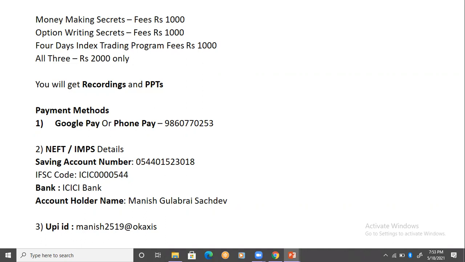And all setups are really simple to understand, easy to implement. And with option writing, you can make passive income. You don't have to be active in front of the screen all along, from 9:15 to 3:30. You just need to take 5 to 10 minutes to execute the order in the morning and stay away from the screen.